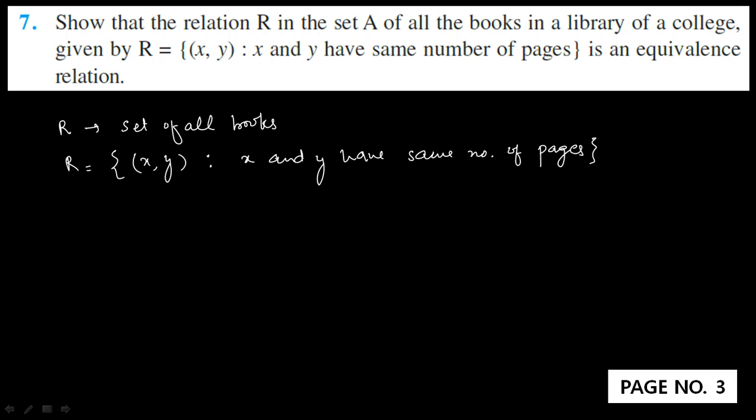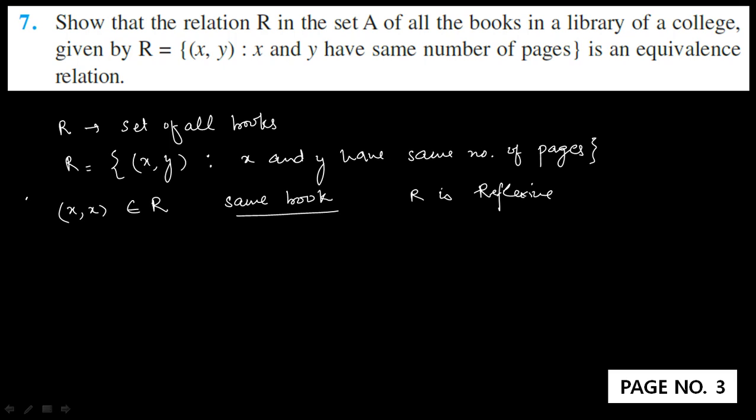Now what about this condition? You can clearly write (x, x). Now what is the meaning of (x, x)? (x, x) belongs to R. It means you are talking about the same book. It means R is reflexive.